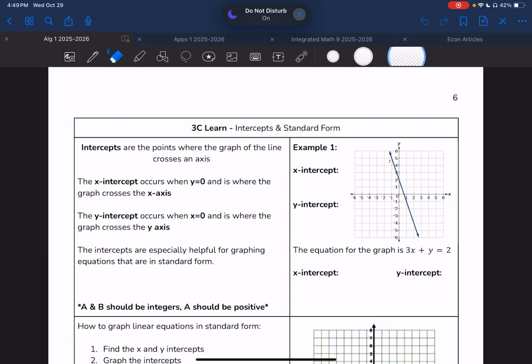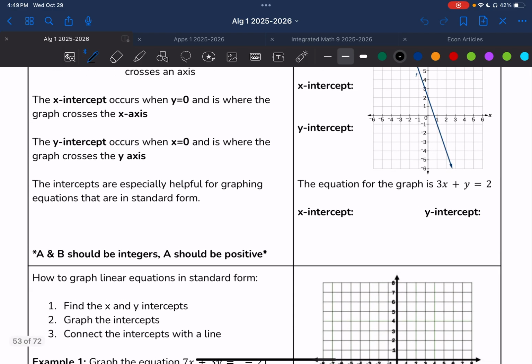All right, so in this video, I'm going to be talking about intercepts of a linear function and specifically how we can use those to graph a linear function that is written in standard form. So standard form is when we see it looking like ax plus by is equal to some number c, where x and y are variables, and then a, b, and c are all integers.